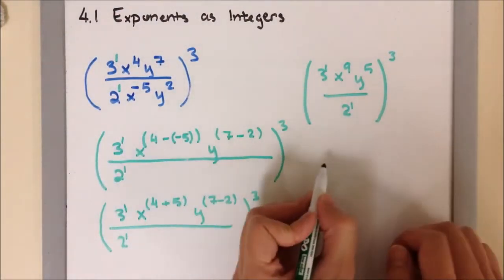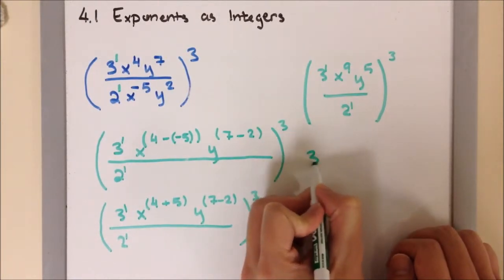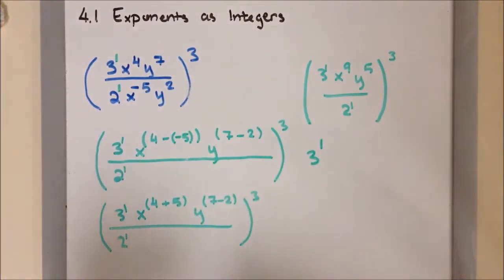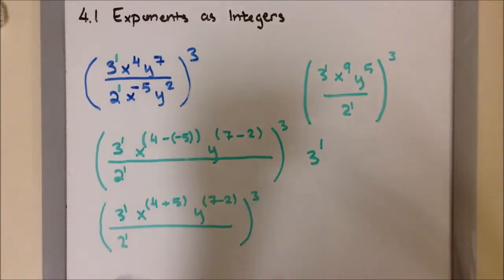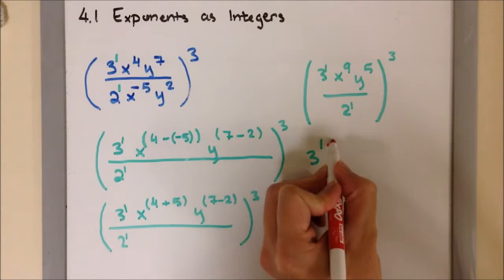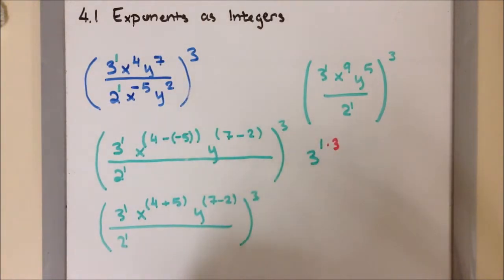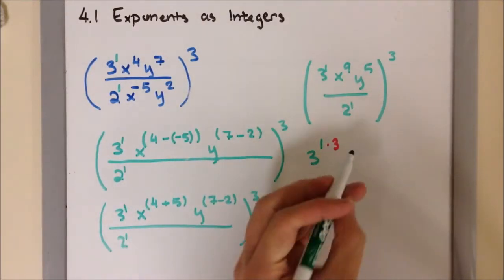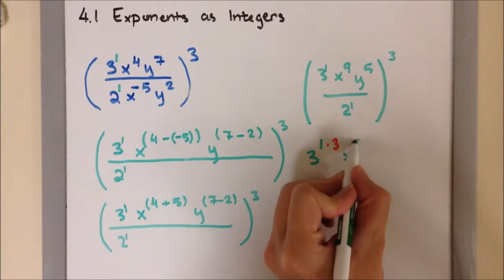So it's going to be 3, 1, and then I'm going to write this out to emphasize that I'm multiplying by 3. And then my x to the 9th.